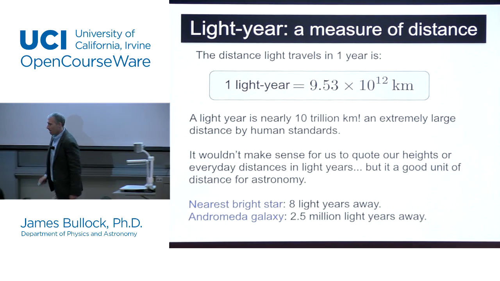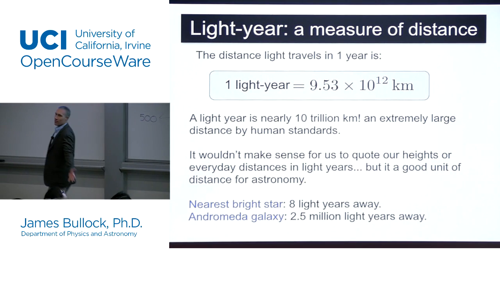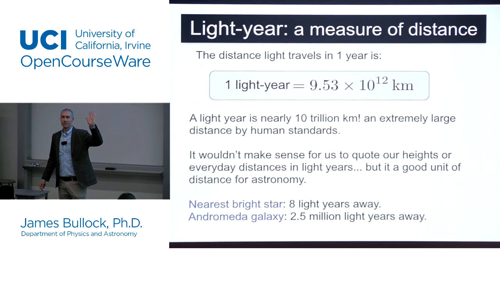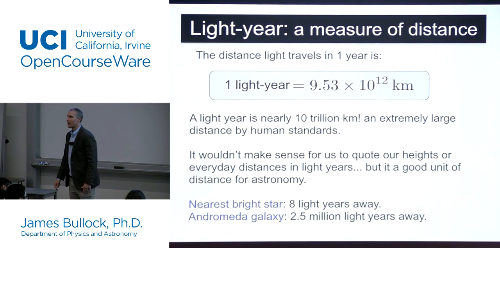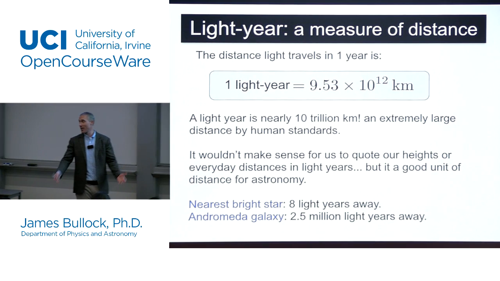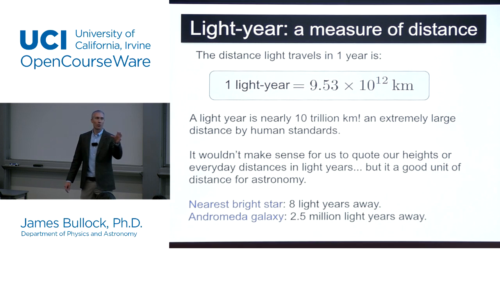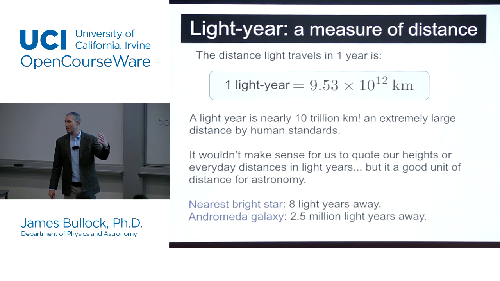Now, another thing you'll hear a lot about in astronomy is something called light years. What's a light year? Someone tell me what a light year is. Yes? Yes, exactly. So it's the distance that light travels in a year. Note that it's a distance. A lot of people, you'll hear the word light year used as a time sometimes. It's not. It's a distance. Very good. Okay.